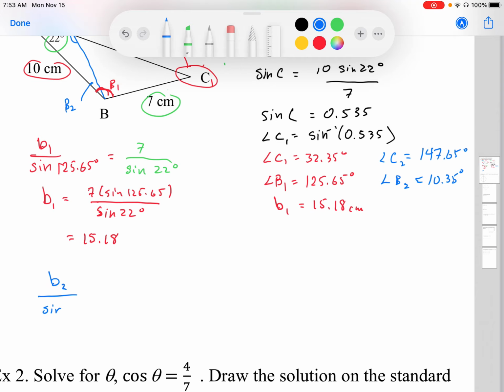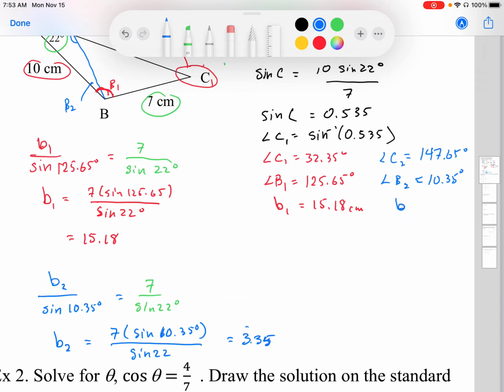And then we'll do the same thing for B2, except for B2, we're going to use the sine of the other angle, 10.35 degrees. Again, we can set that up with 7 over sine 22. So B2 is equal to 7 times sine of 10.35 over sine of 22 degrees. And working that all out, we get 7 times sine of 10.35 divided by sine of 22 degrees, and we get 3.3435 when we round that.